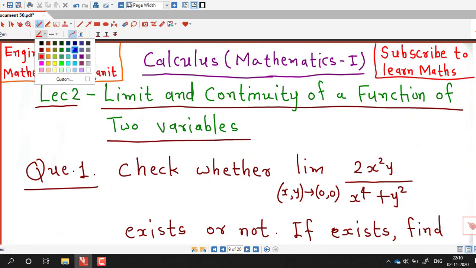So in the last lecture we discussed the limit of functions of two variables, and we saw some examples of how to prove that the limit of a function of two variables does not exist. So today also we are going to do some more problems on non-existence of limit.